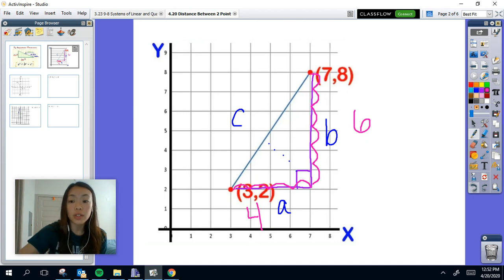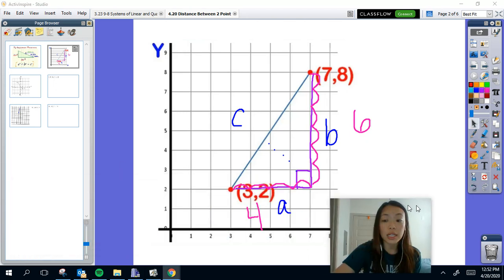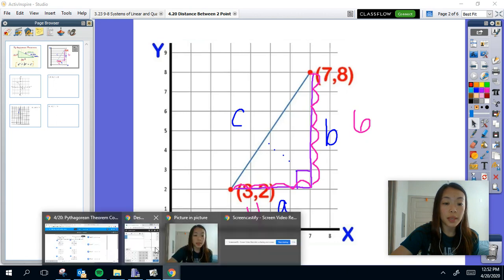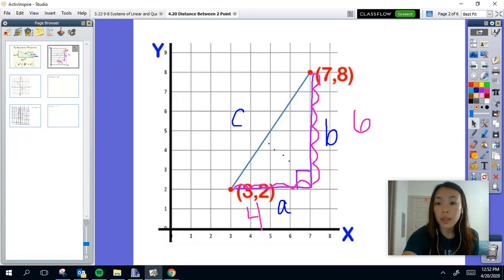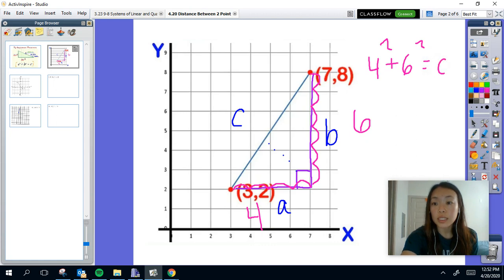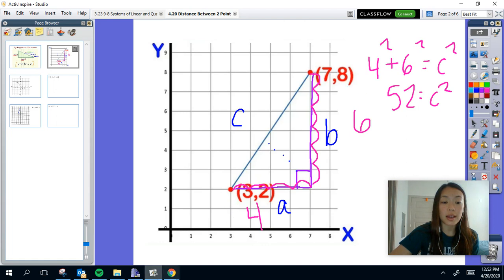So what I need to do now is use the Pythagorean theorem to find out my hypotenuse. I'm going to use my calculator. And remember, it's A squared plus B squared equals C squared. So 4 squared plus B squared, so that's going to be 6 squared, equals 52. So using my formula, I have A squared plus B squared equals C squared. This over here, we found out equals 52, just like on my calculator on Desmos.